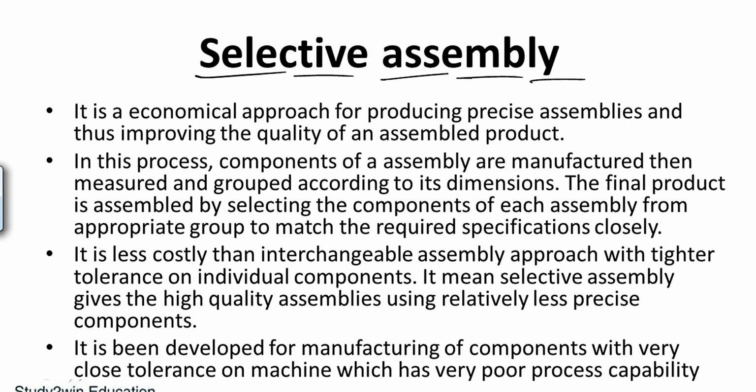Assembly is nothing but fitting one part into another. You can say it like, when there is one male component, there will be one female component, and these two will get assembled. This is assembly. There are three kinds of assembly. One is the make to suit assembly. Then there is something called an interchangeable assembly. And then there is a selective assembly.